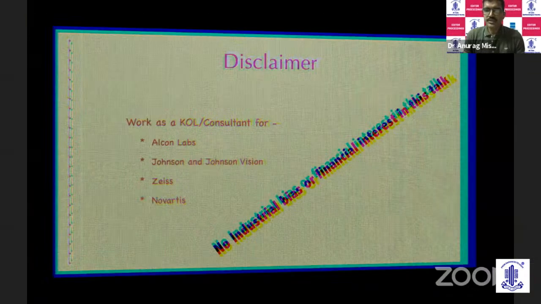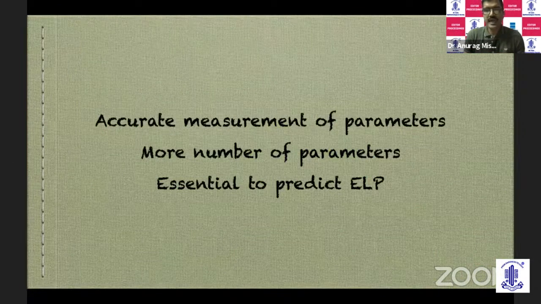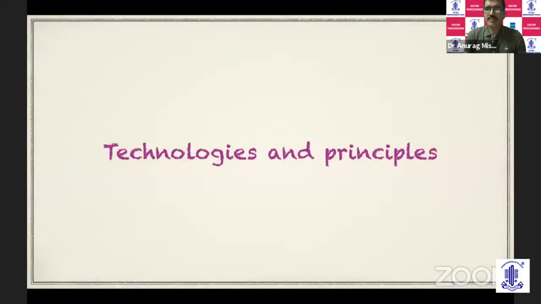The ultrasonic biometer has done a pretty reasonable job for all of us, but there were a few aspects which needed special emphasis. We did falter on the issue of accuracy. We wanted to measure more parameters and measure them accurately to essentially predict the elusive ELP required for the modern day formulas. The answer was technology giving us optical biometers, and they work on different technologies. Let's just peep into them before we proceed further.